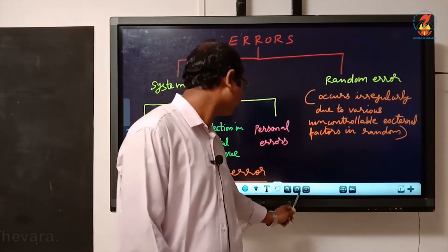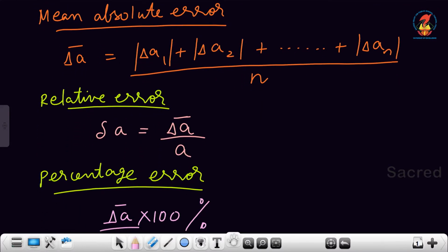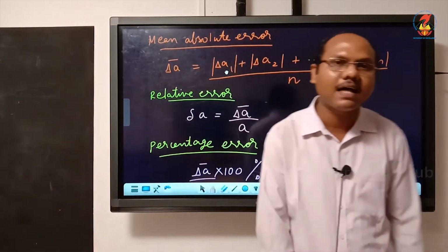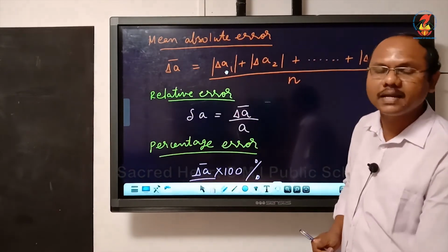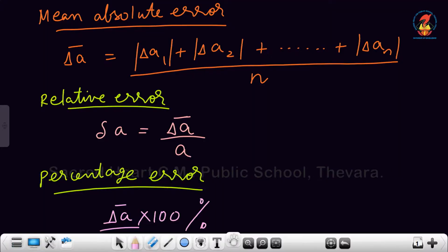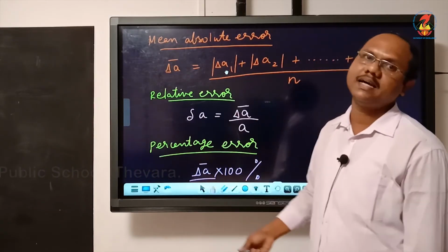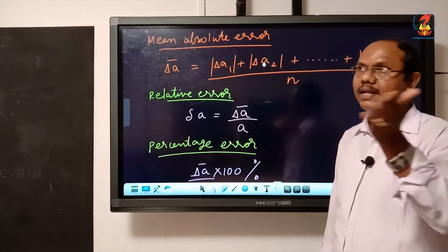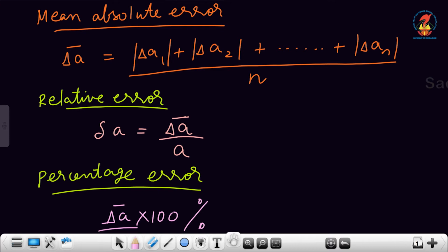Now, how will you find the mean absolute error? So every person, when they take a measurement, will get a value. He will be getting an error in the measurement. So let the first person take a reading, and the error he got is marked as delta A1. Delta A1, error of the first person. Now the second person took the measurement and his error is delta A2. Similarly, I took readings from n persons and the nth error is delta An.